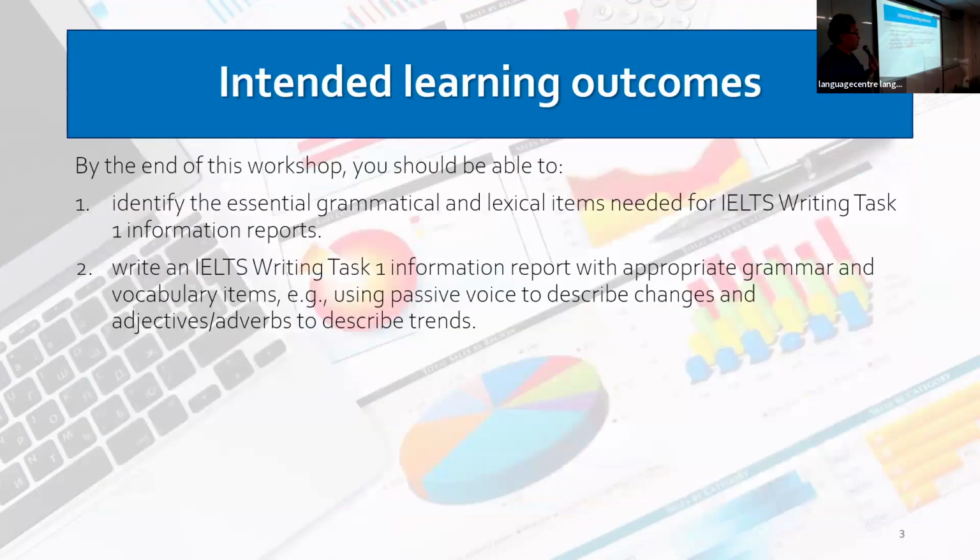For today's workshop, I hope that by the end of this workshop, you will be able to achieve 2 intended learning outcomes. Number 1, I hope you will be able to identify the essential grammatical and lexical items needed for IELTS Writing Task 1 information report. I will talk about this in greater detail in relation to the grammar and vocabulary that you need to show your assessors in your information report for your IELTS Task 1.